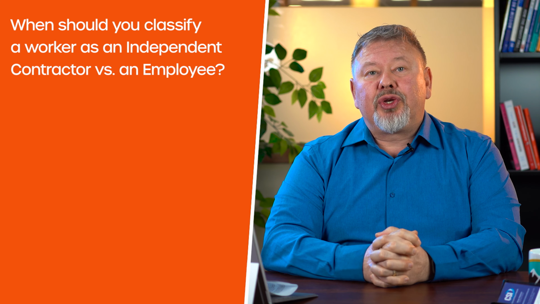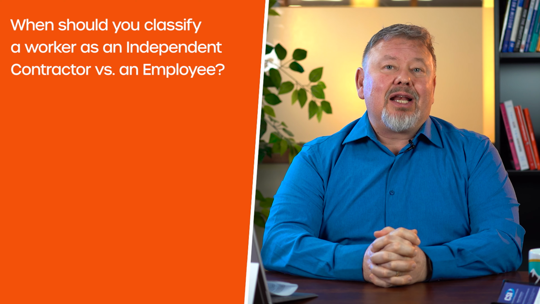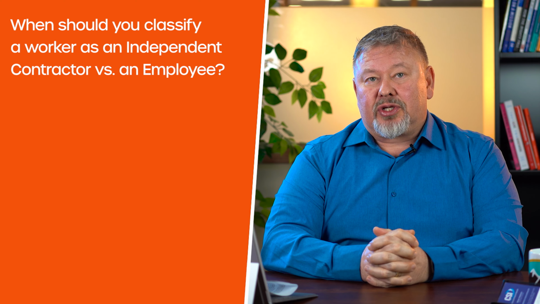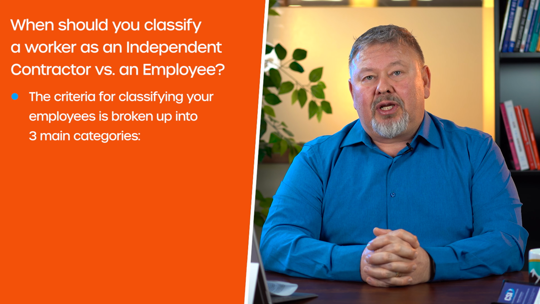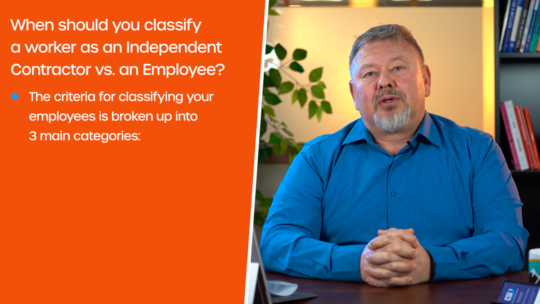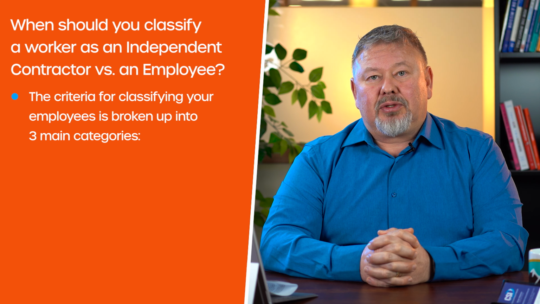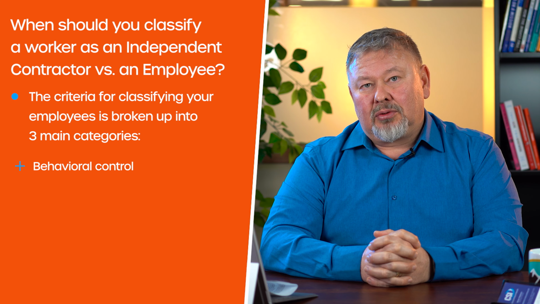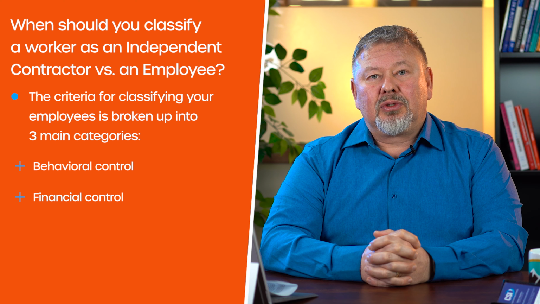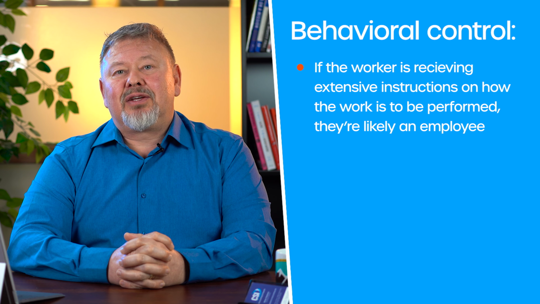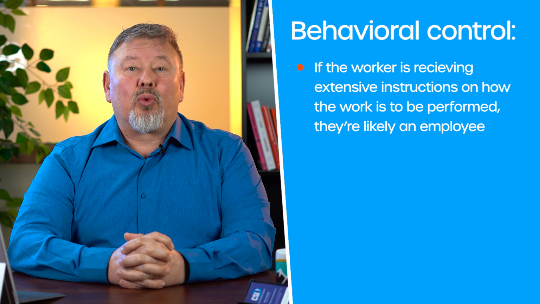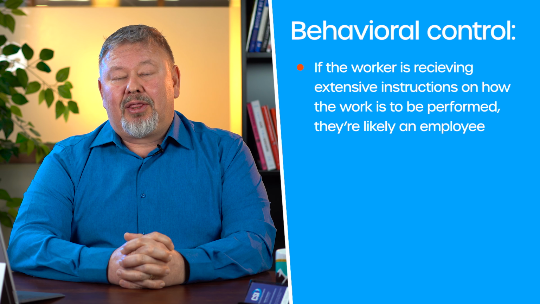Number 3, when should you classify a worker as a 1099 independent contractor versus a W-2 employee? The criteria for correctly classifying your worker is broken up into 3 main categories. These are behavioral control, financial control, and relationship of the parties. With behavioral control, if the worker receives extensive instructions on how the work is to be performed, this is likely an employee. Next, we have financial control.